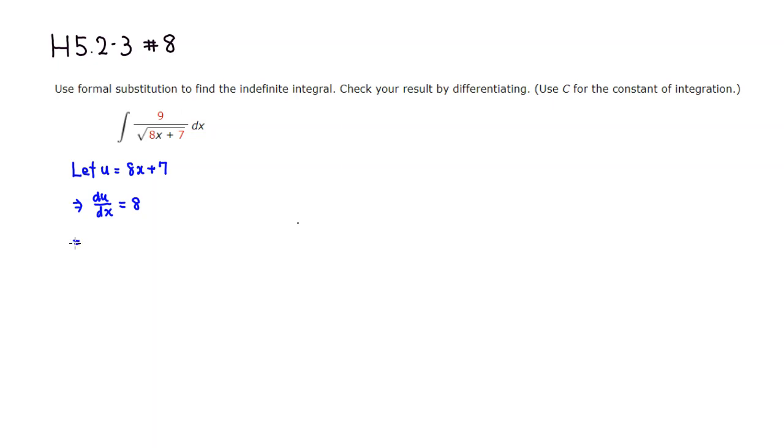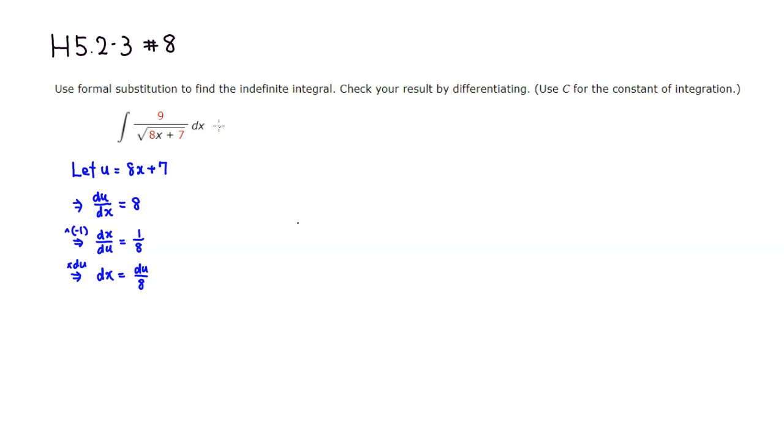And then we take the reciprocal of both sides so that the dx comes on top. So dx over du is equal to 1 over 8. Then we can multiply through by du so that dx is equal to du over 8.